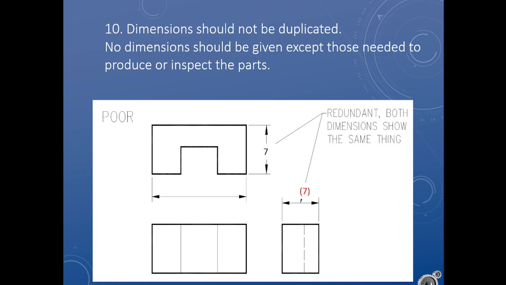Sometimes, for clarity, or for convenience of whoever's working with it, it's nice to have some redundant dimensions, but we can put those in parentheses, and that communicates, I know this is an extra dimension. This is the one that really matters. This is the one to look at first. This one's also true, but these aren't in conflict. This is just a redundant or duplicate dimension.